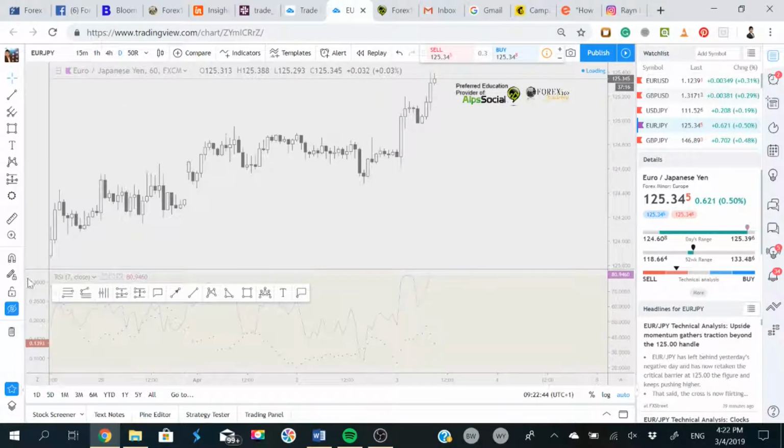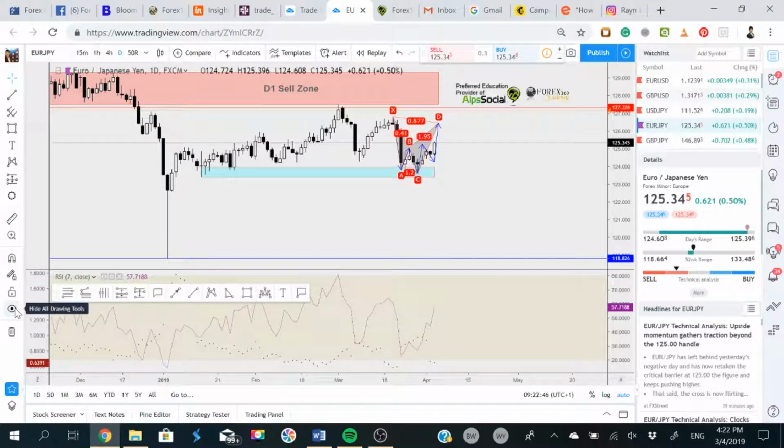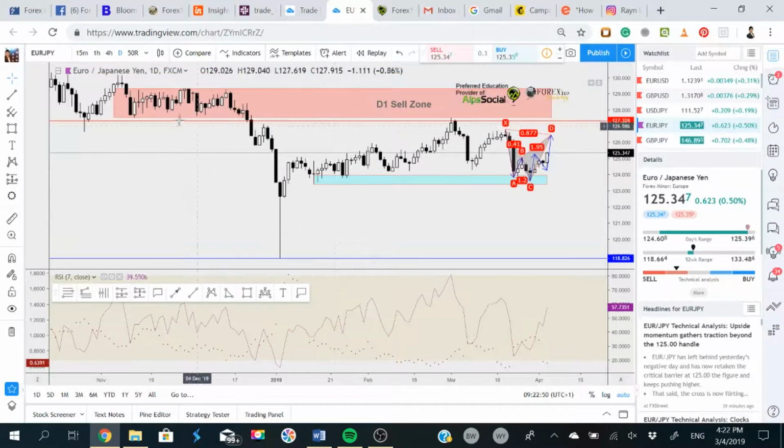Back to the daily chart, I'll share with you my analysis. So on the daily chart, this is the sell zone.